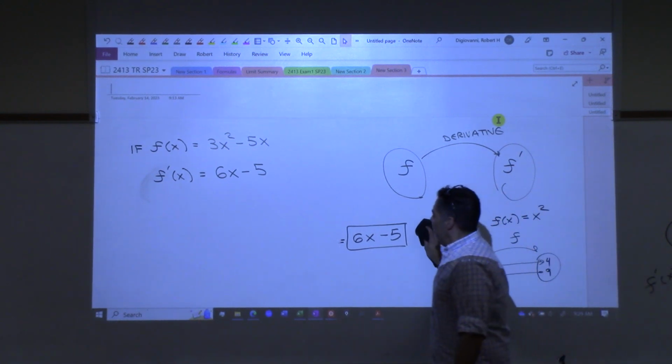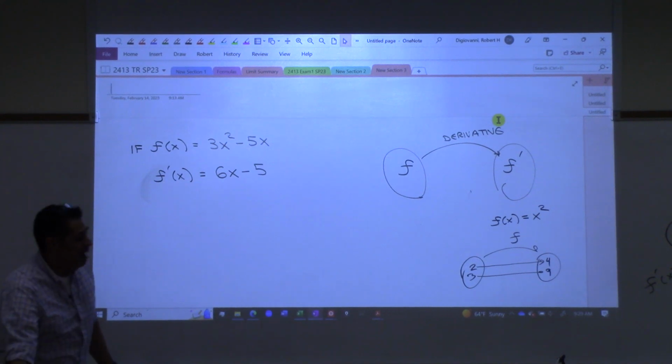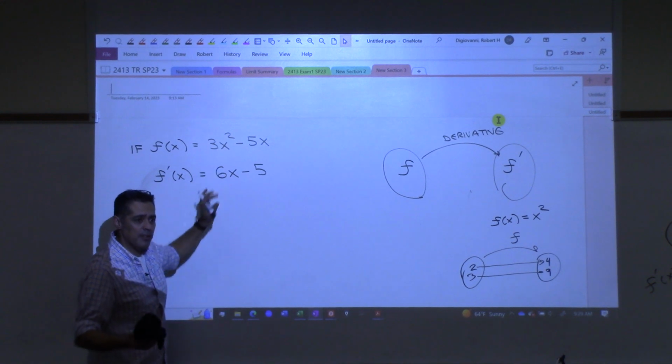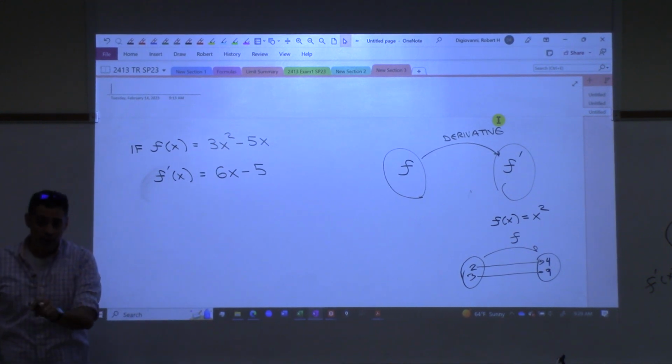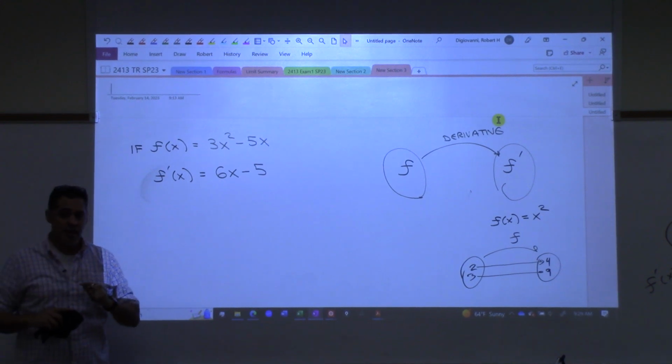So what I'd like for us to do right now is look at the graph of this, all right? I'm going to go to Desmos, I'm going to graph the original function, and then I'm going to graph the derivative together on one screen, and we're going to see if we can make a visual connection between the two.